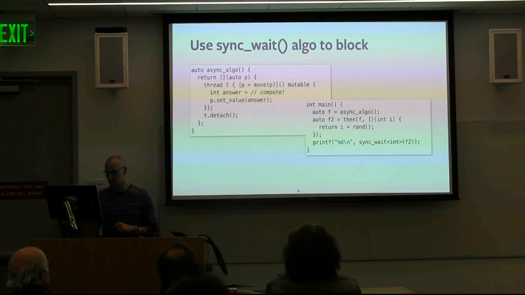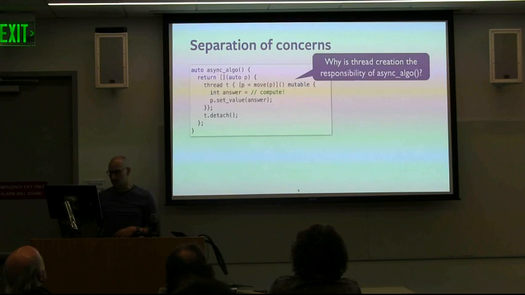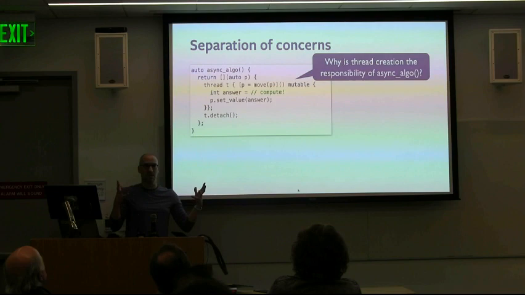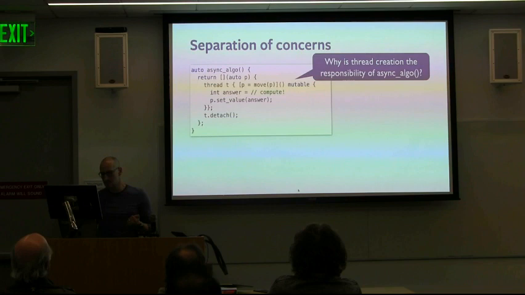But there's a way I'd like to refactor this code, because in a sense, this algorithm is doing more than it really should. Why is thread creation the responsibility of this asynchronous algorithm? Maybe I, the caller of the asynchronous algorithm, don't want it to be creating a thread. Maybe I want it to run on a thread pool. Okay, let's move that thing out.